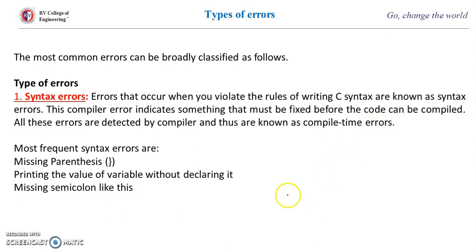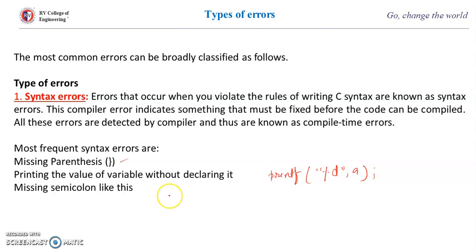So the most frequent syntax errors are when we miss the parenthesis or the curly braces, or we want to print the value of the variable without declaring it. For example, we want to print the value of some variable a and we have not declared this variable a. So that is syntax error. Or we miss the semicolon. Any statement must terminate with the semicolon in C.